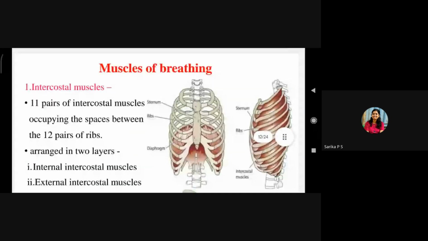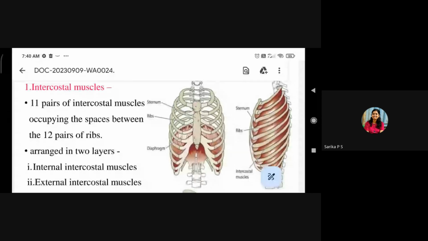Now, muscles of breathing. So, should we continue? Will it be okay with all of you, or will it be overloaded? Yes, ma'am. We can continue.